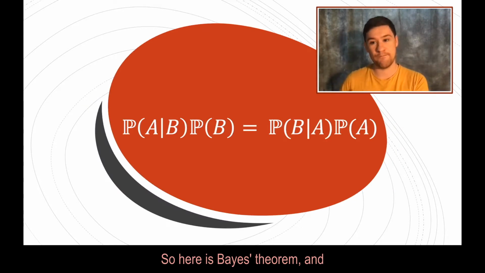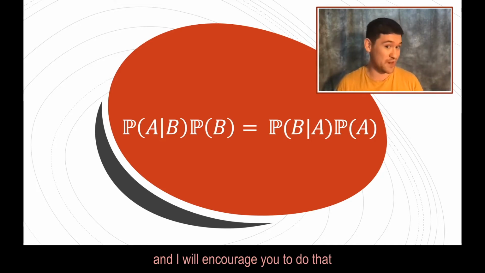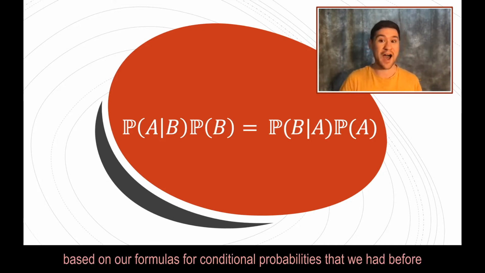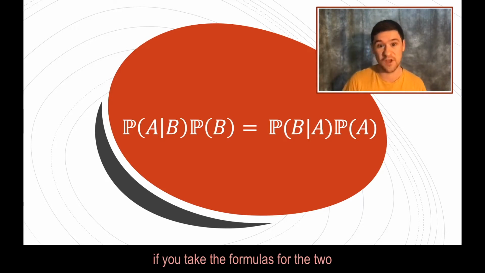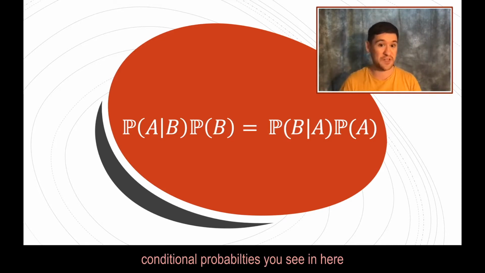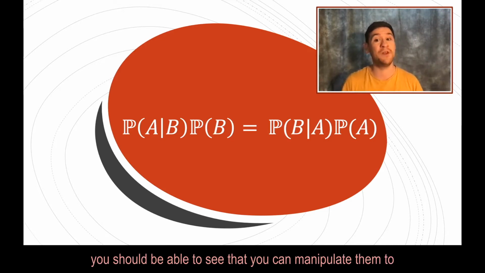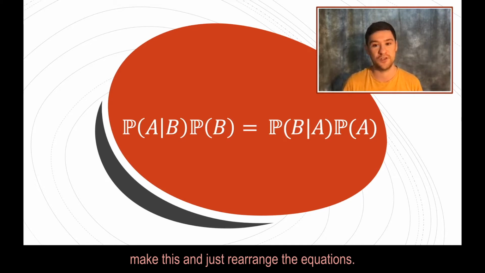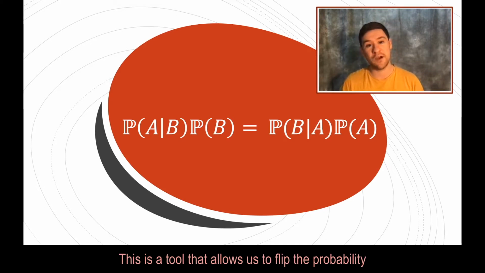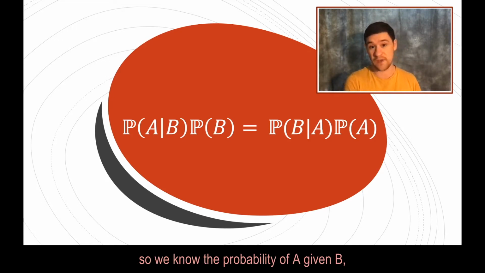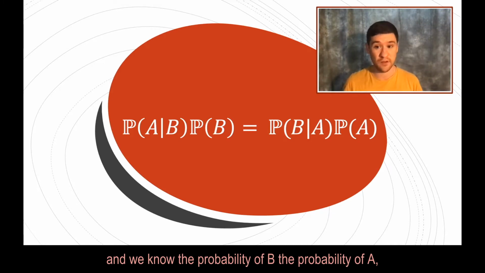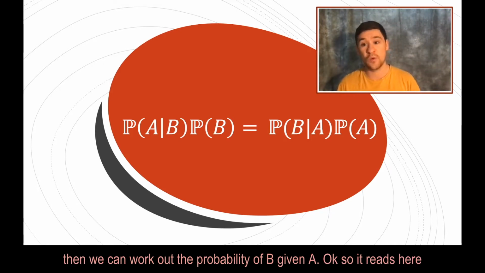So here is Bayes' theorem, and you can actually derive this yourself, and I will encourage you to do that based on our formulas for conditional probabilities that we had before. If you take your formulas for the two conditional probabilities, you should be able to see that you can manipulate them to make this, just rearrange the equations. And this is a tool that allows us to flip the probability. So if we know the probability of A given B, and we know the probability of B and the probability of A, then we can work out the probability of B given A.